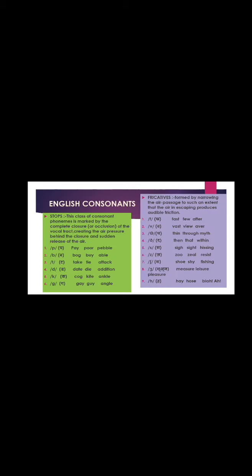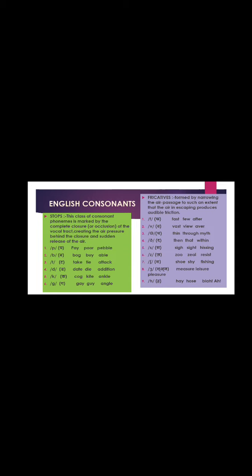Then English consonant stops. This class of consonant phonemes is marked by the complete closure or occlusion of the vocal tract, creating air pressure behind the closure and sudden release of air. Pa, pay, poor, payable. Ba, bog, by, able. Ta, take, tie, attack. Da, date, die, addition. Ka, cock, kite, acle. Ga, gay, guy, angle.